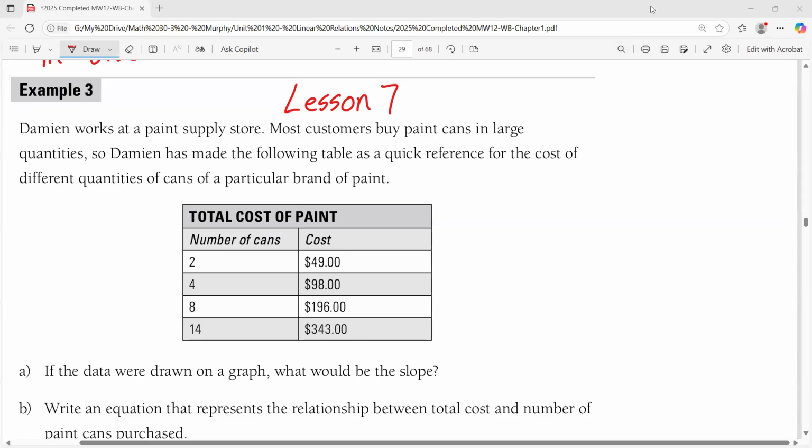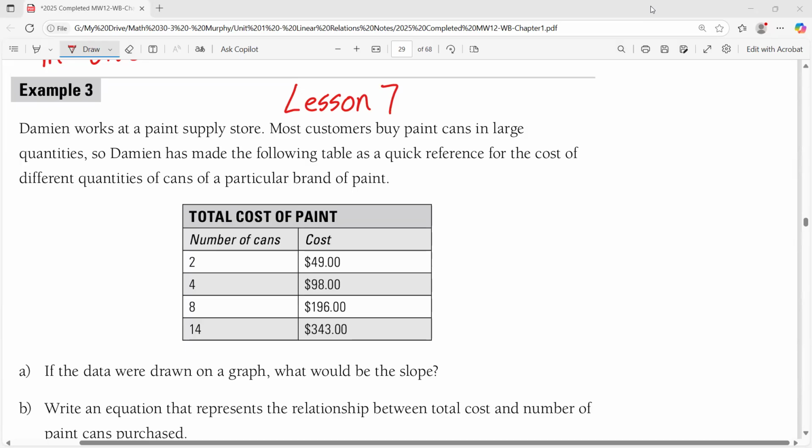Okay, this is lesson 7 for linear relations. Example 3. So Damien works at a paint supply store. Most customers buy paint cans in large quantities. So Damien has made the following table as a quick reference for the cost of different quantities of cans of a particular brand of paint.